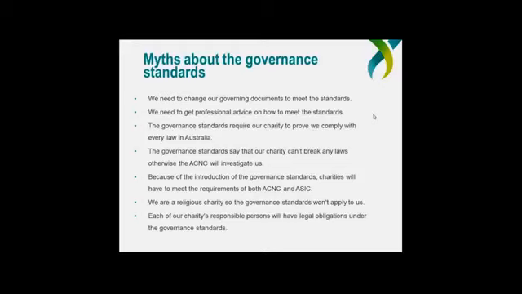Last but not least, each of our charities' responsible persons now have legal obligations under the governance standards. That is a myth as well, because it is actually the charity that has responsibility for meeting the governance standards, not the individual members of the charity's governing body. So while Governance Standard 5 and 4 actually relate directly to responsible persons, the obligation applies to the charity itself to take reasonable steps to ensure that the responsible persons meet the requirements. So those responsibilities always fall back on the charity.